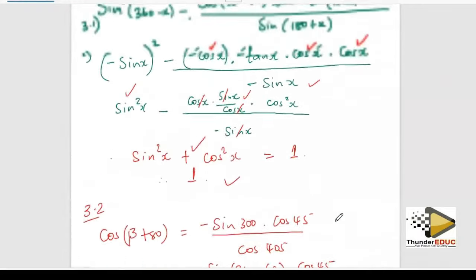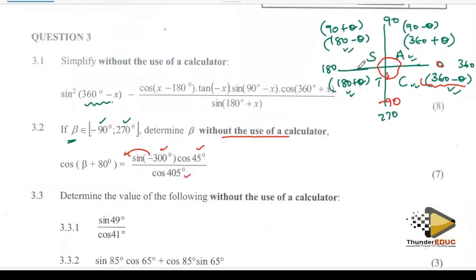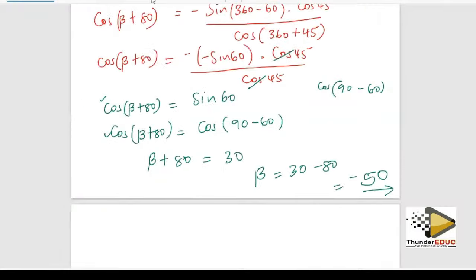Okay, so where do I find negative 50? Negative 50 is most likely to be found in this quadrant here. Is there any other quadrant that's going to give me an answer within this range? Okay, I believe there is no other quadrant. So I'll leave it at that, guys.